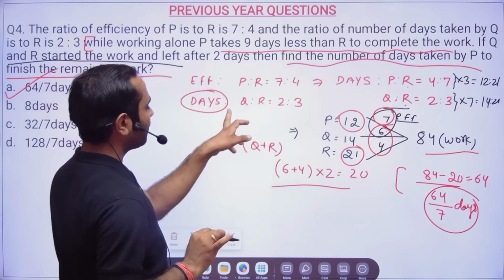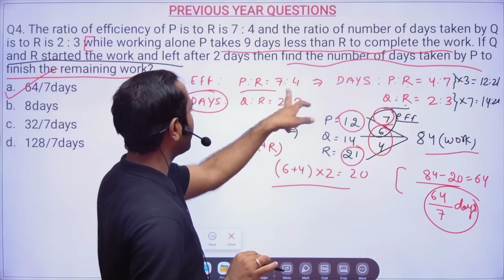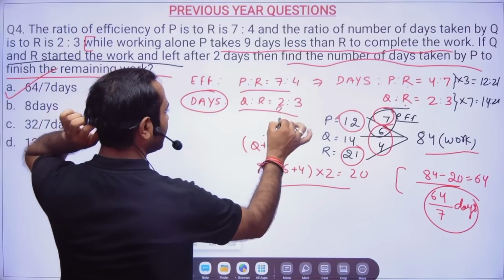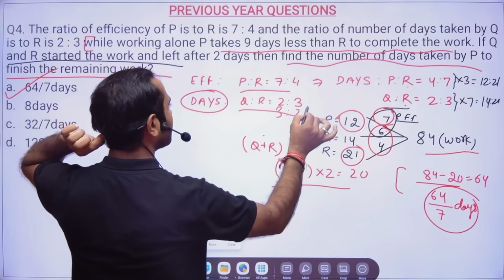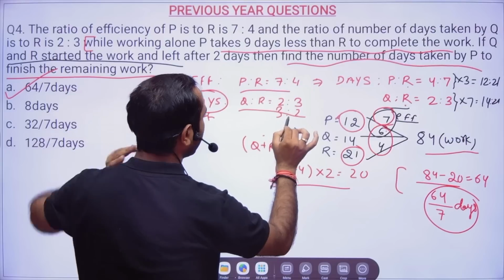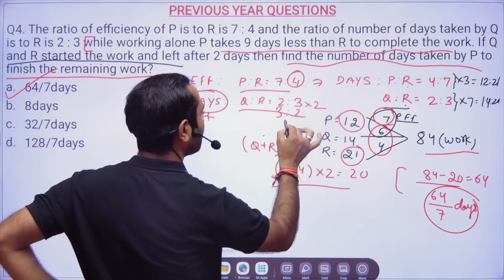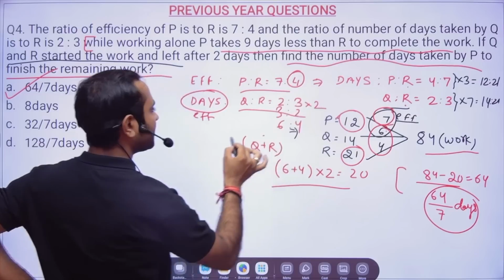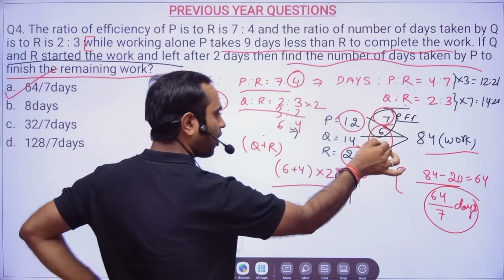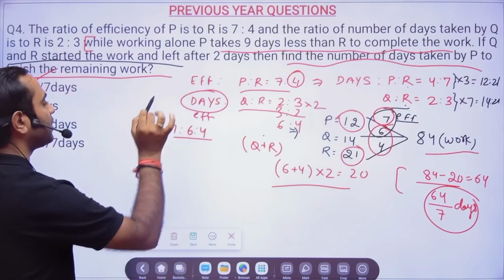So if you convert into efficiency, then here you have to make the values the same. You will write 3:2 in terms of efficiency, and then this R is 4, and here you have to multiply with 4, so 6:4. So their efficiency will become what? 7, 6, 4, which you have already got here after doing this. And then they are telling, efficiency into days will be work.